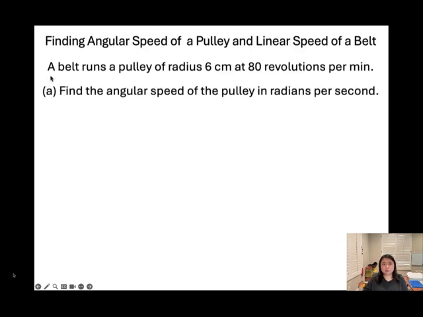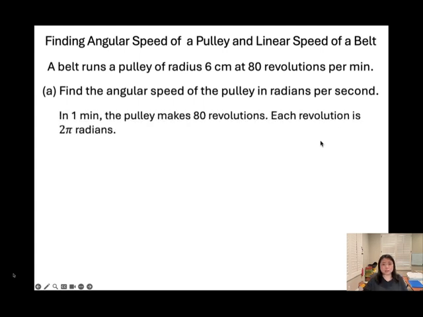A belt runs a pulley of radius 6 centimeters at 80 revolutions per minute. They say in 1 minute, the pulley turns 80 revolutions. We know one circle is equal to 2 pi. So in 1 minute, the pulley makes 80 revolutions, and each revolution is 2 pi radians.